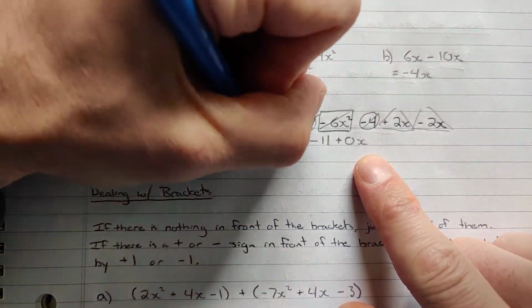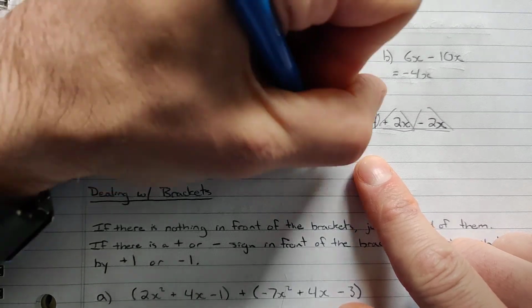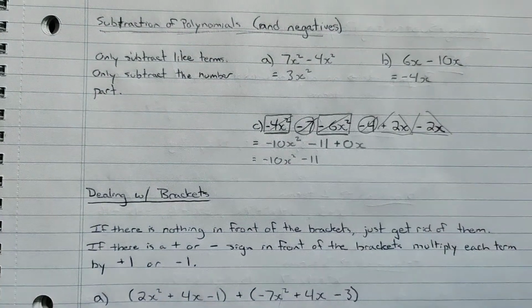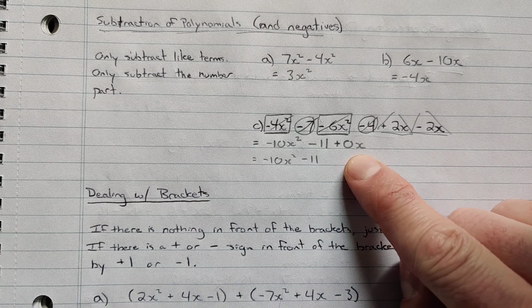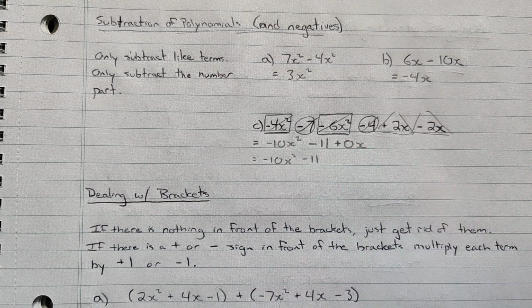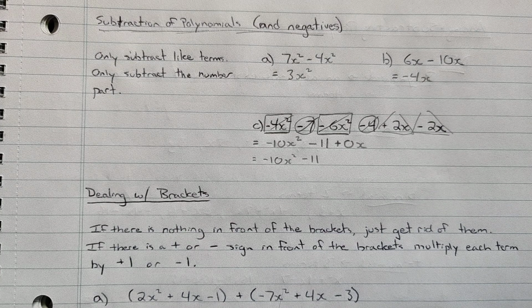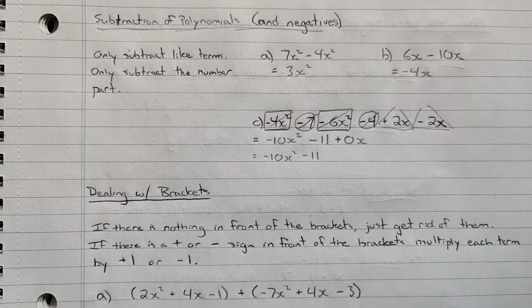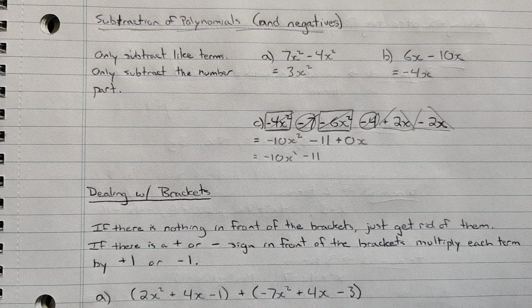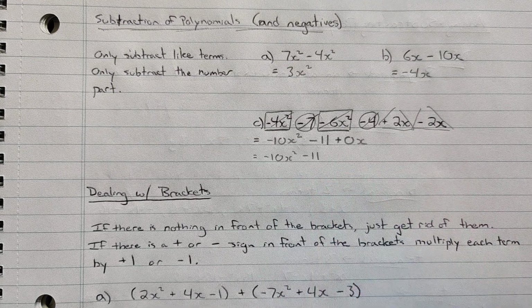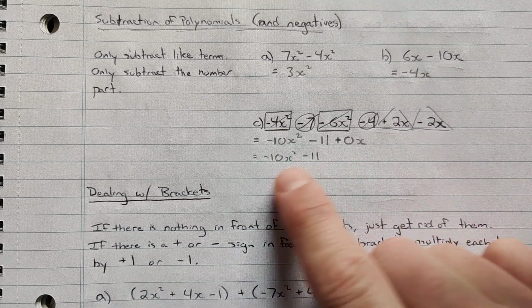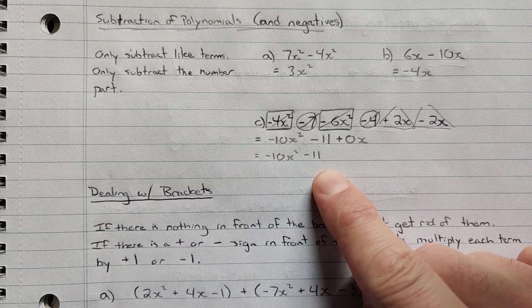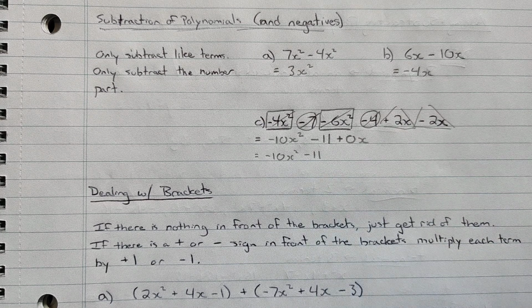I could just write negative 10x squared minus 11. You would not get marked wrong if you put the plus 0x. It is correct. However, it's not needed. And if you're later on using these, especially when you get to grade 10 and things like that, it's easier to work with it when you just get rid of that value in its entirety. So here we have our final result, negative 10x squared minus 11.